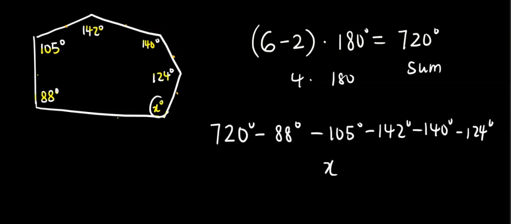I have, by the way, what did you have? Okay, I hope you calculated yours also. I have x is 121 degrees. That is how we find the missing value of x.